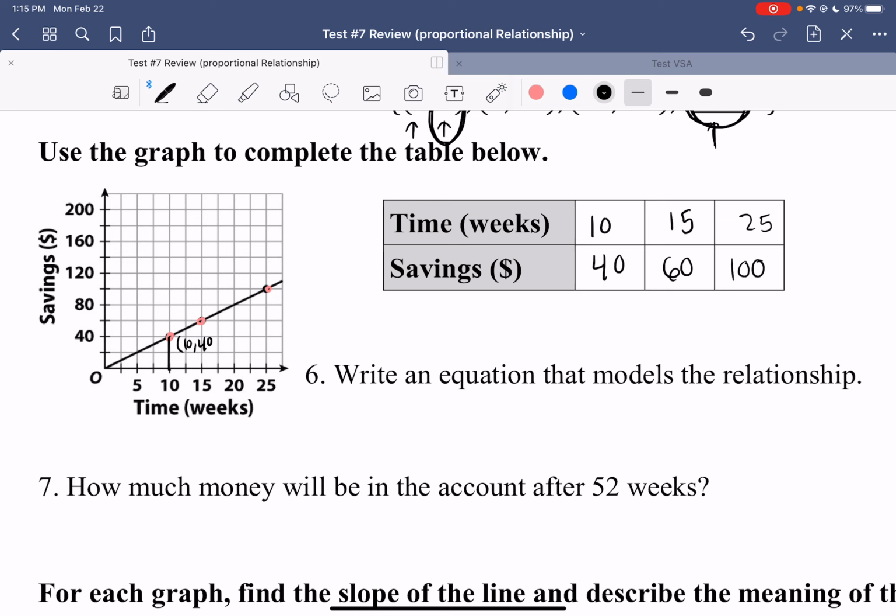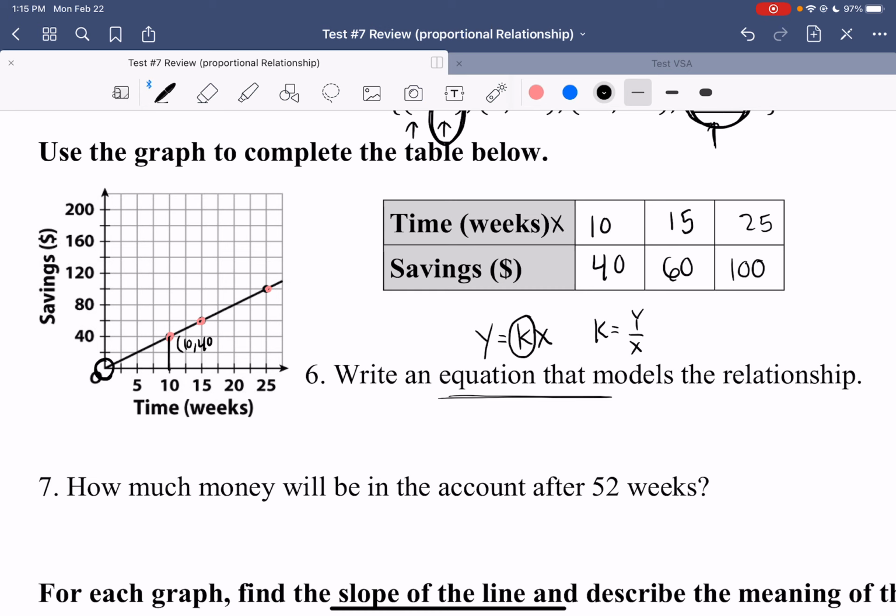And we're looking to write an equation that models the relationship. So this is a proportional graph because it passes through the origin. And when we're looking at proportional graphs, we know that they come in this form, y equals kx. So in order to write the equation, we need to solve for k, or our slope, when it is a proportional relationship. So to find k, we are going to divide our y by our x.